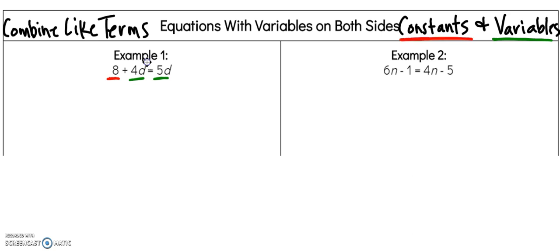So when I'm combining like terms, I can only combine constants together and I can only combine numbers with the same variable together. So if I'm wanting to get all of the variables on one side of the equal sign, it'll be beneficial for me to move this 4D over to be with the 5D, because then all of the D's will be on one side of the equal sign and then the 8 will be left on the other side. So to move 4D over to the other side, to combine these terms, I'm going to subtract 4D and subtract 4D.